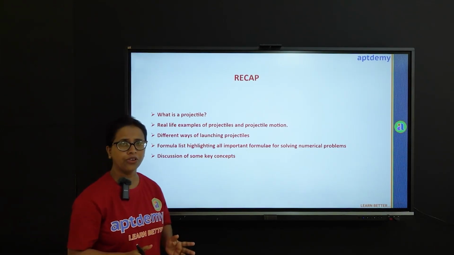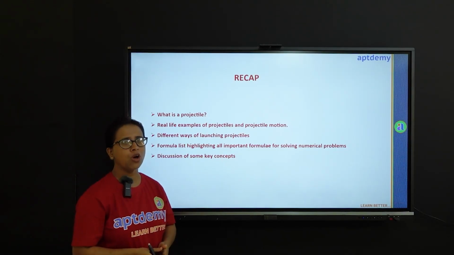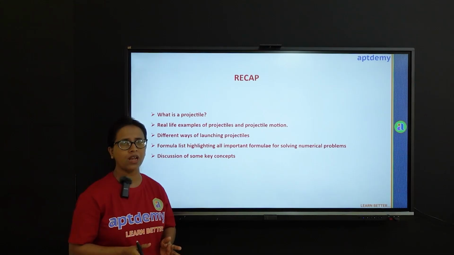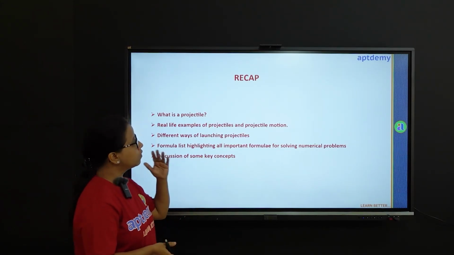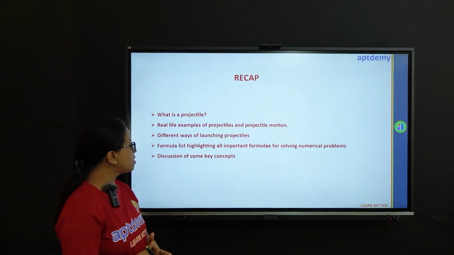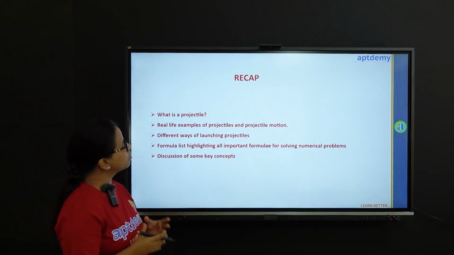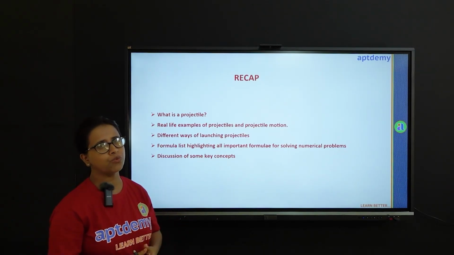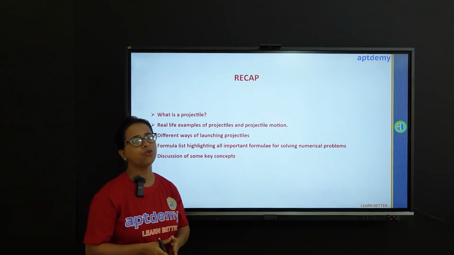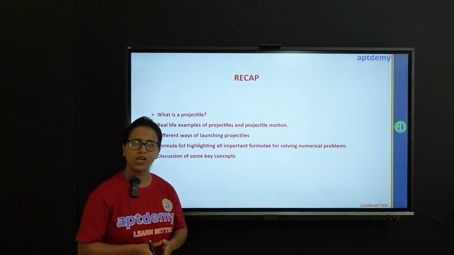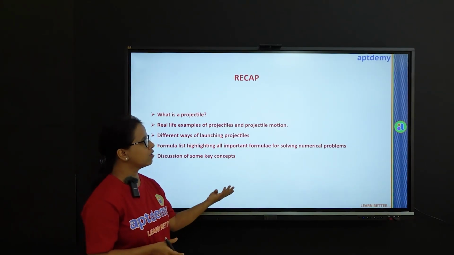Now we are already through with projectile motion. We have discussed what a projectile is, the different ways in which projectiles may be launched, the different varieties and the different parameters associated with projectiles. And we have also discussed some important numerical problems that are associated with projectiles.